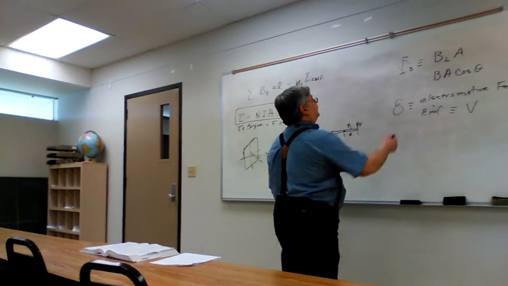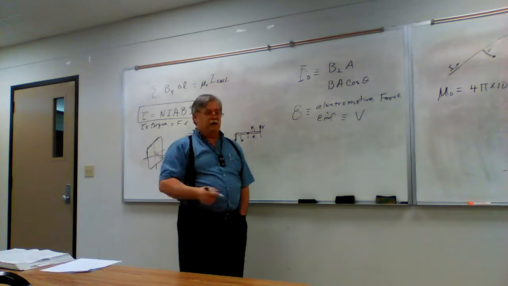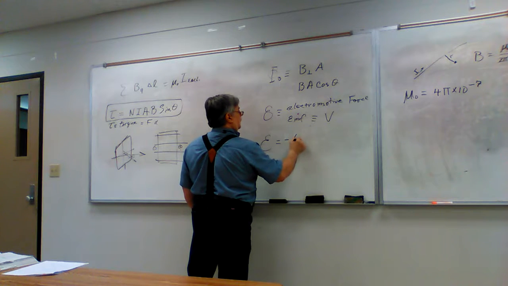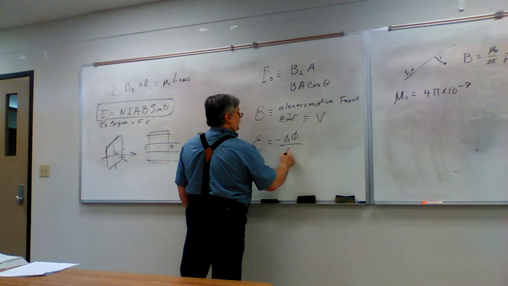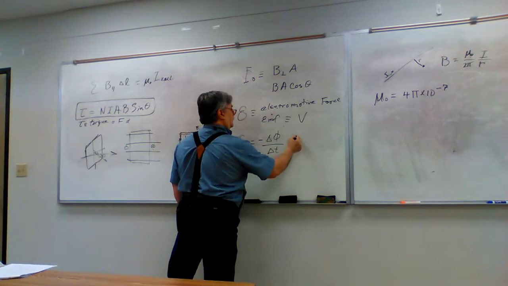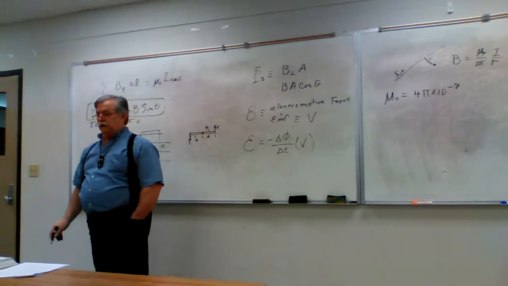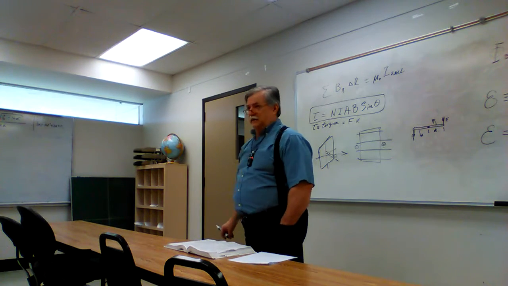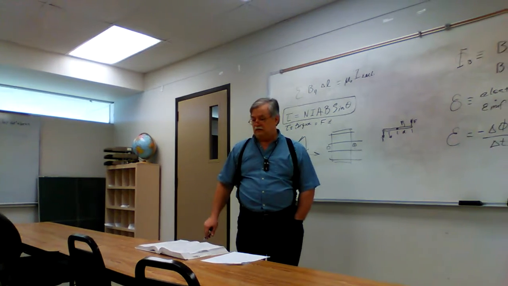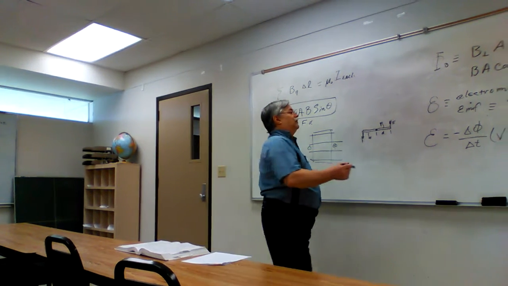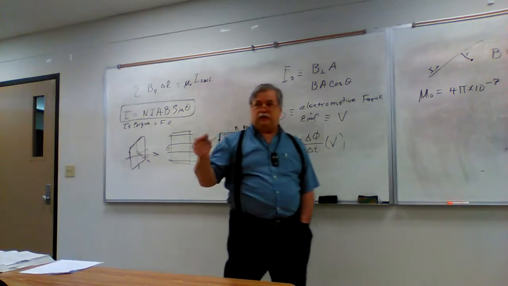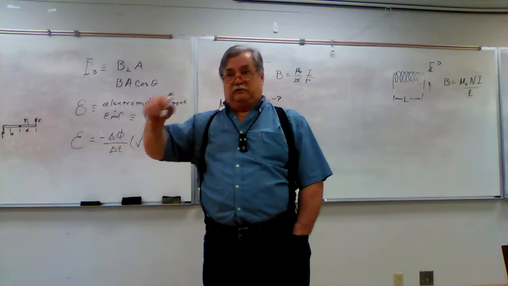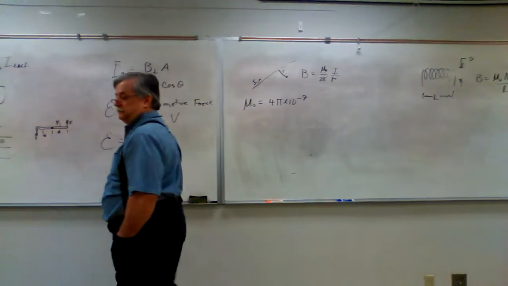The EMF induced by a changing magnetic field would be minus the change in flux divided by the change in time, by how long it takes for the flux to change. The units would be volts. So if you're asked what is the induced EMF, the answer would be X volts. All right?